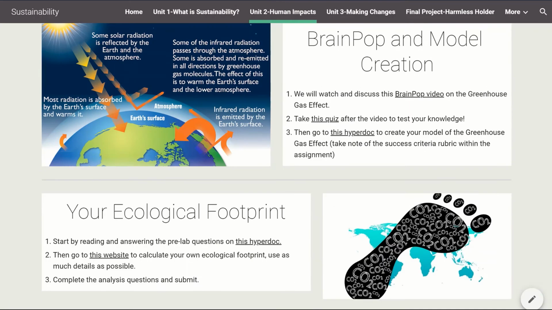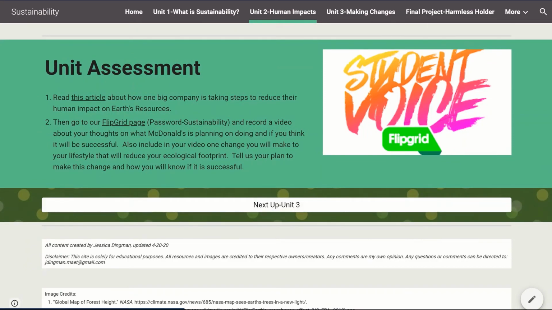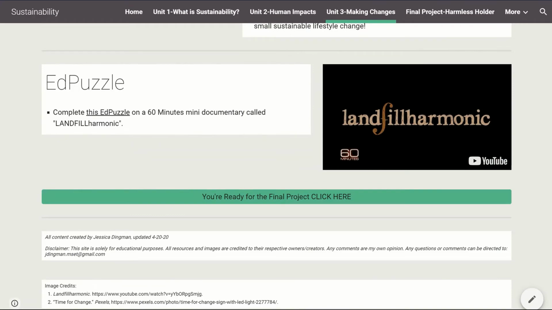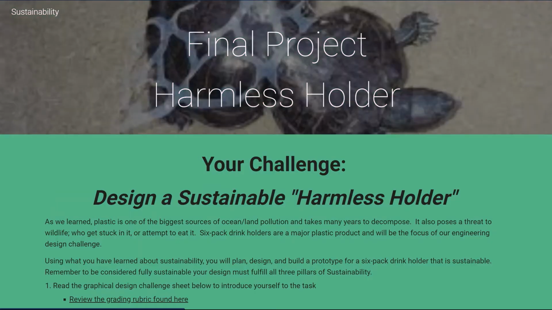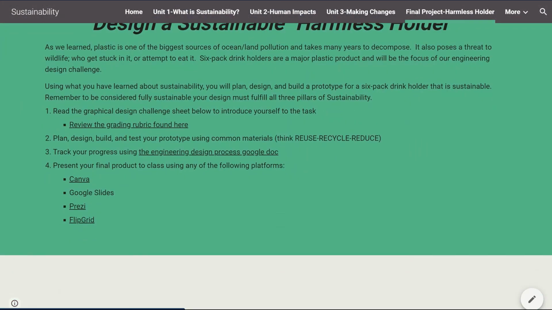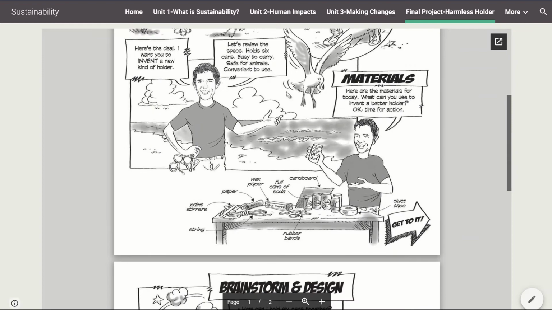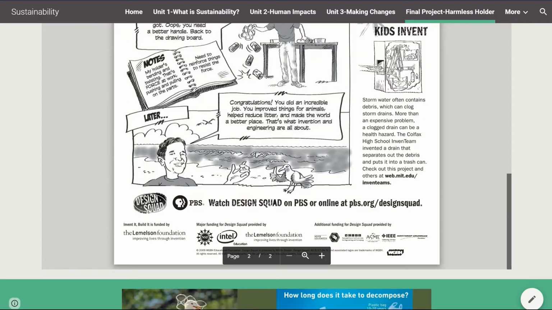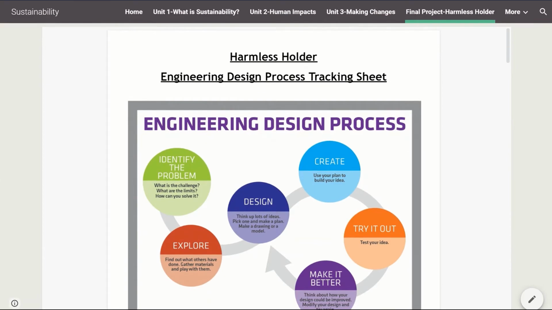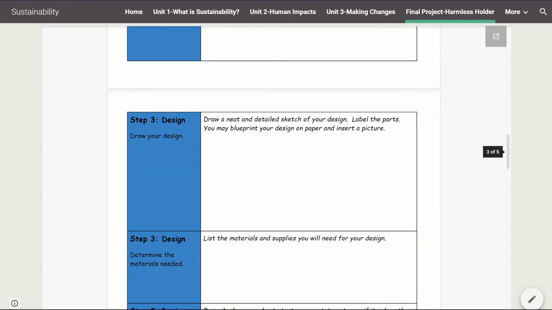Here's Unit 2. And finally, Unit 3. It also includes a page for the final project for their sustainable harmless holder. Some background information here, a resource to help them understand all the aspects of the challenge, as well as this Google Doc that they will use to track their progress through this engineering design project.